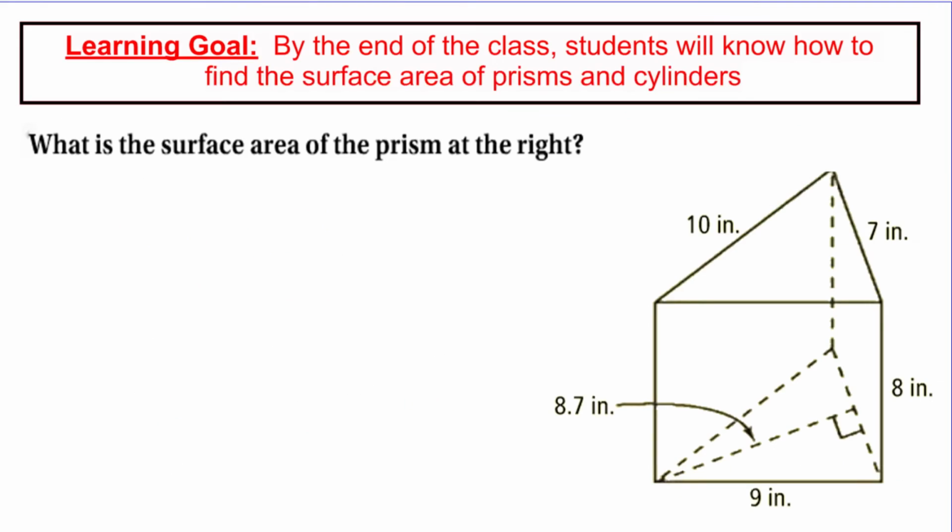Okay, so let's do one more triangular prism, and this will be kind of our summary for that. In this case, we're going to go through this one a lot quicker. We're going to say lateral area is the perimeter times the height.